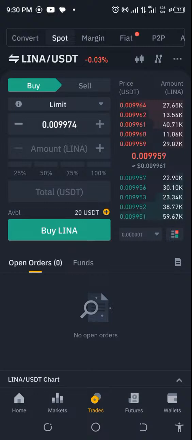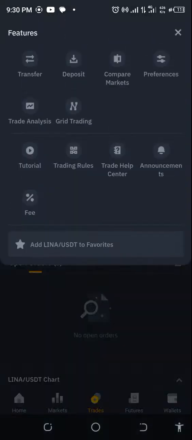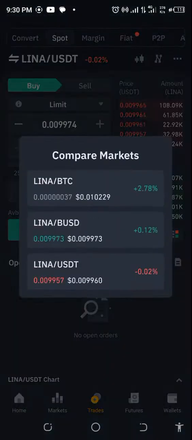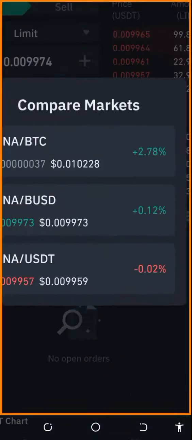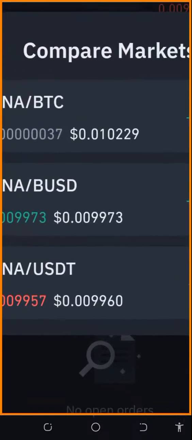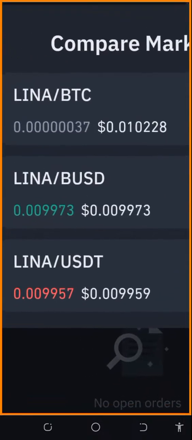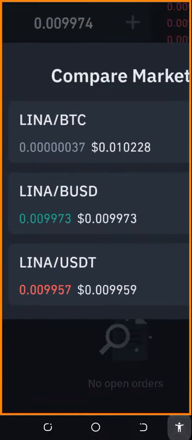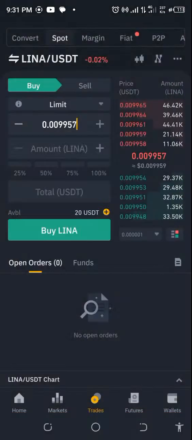So today, what do I have for you? I've got Lena USDT. Let's go over to check the compare markets. What do we have here? We're seeing that Lena USDT is 0.0099, while Lena BTC is 0.00102. Okay, let's go ahead and see with the simulations what we can get.